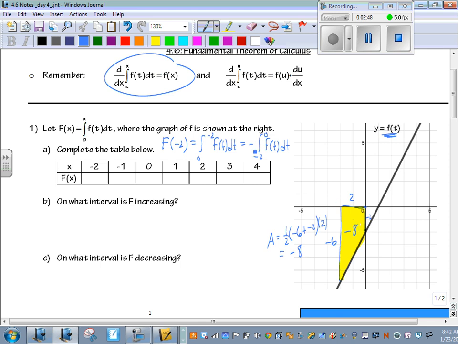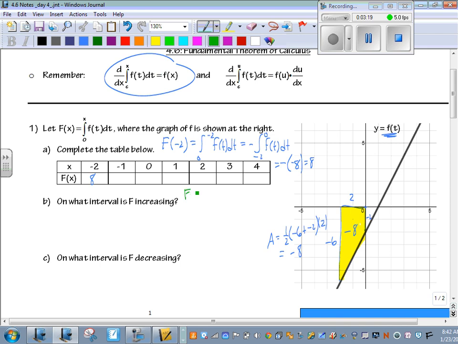But remember, we have this negative out in front of the integral, so really that's going to make it a positive 8. So we have the negative on the outside, negative 8 for our area. We get an area of 8. So F of negative 2 comes out to be positive 8. Not always that complicated with the negatives and everything. But let's take a look at negative 1. Kind of a similar situation there.